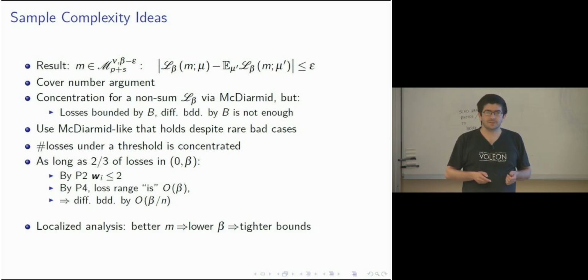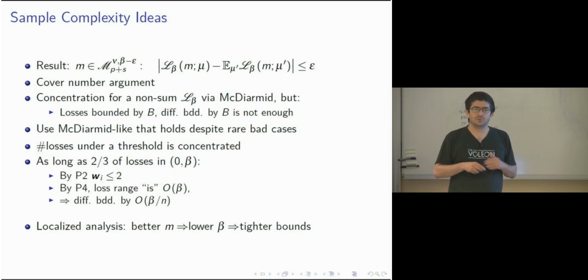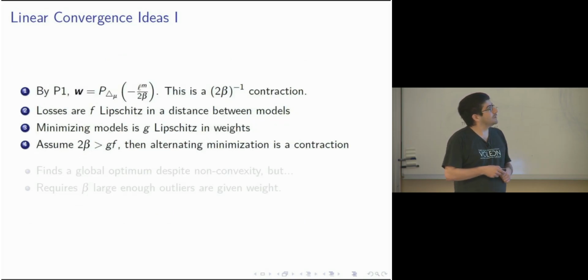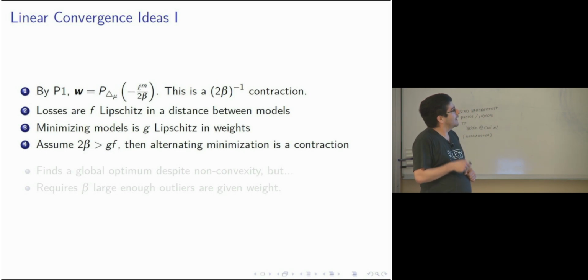So that's basically the idea for the sample complexity, and we can see that essentially these ideas also apply to least trimmed squares, where we just ignore the larger losses. You have the same complications and the same solutions. So about the linear convergence, how am I doing on time? I'll do it quickly.